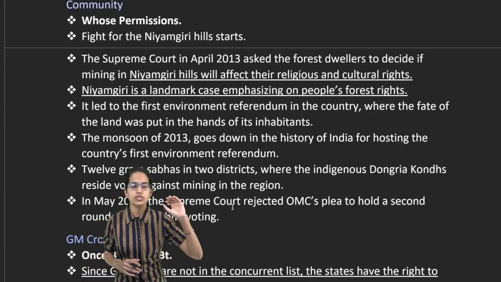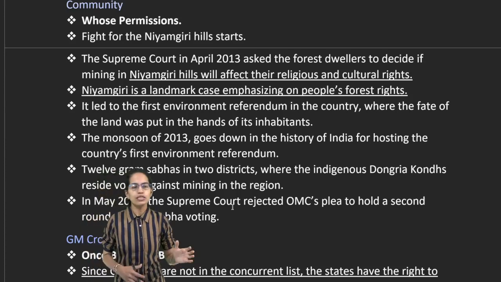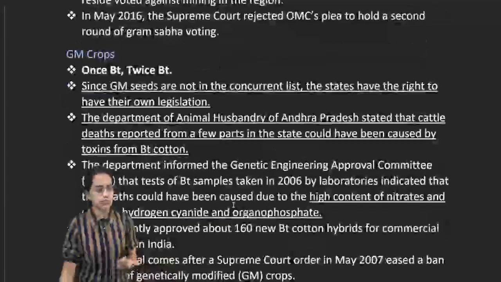The next is the Niyamgiri Hills, which has significance for the cultural and religious rights of the people, and focuses on people's forest rights and how histories actually change.